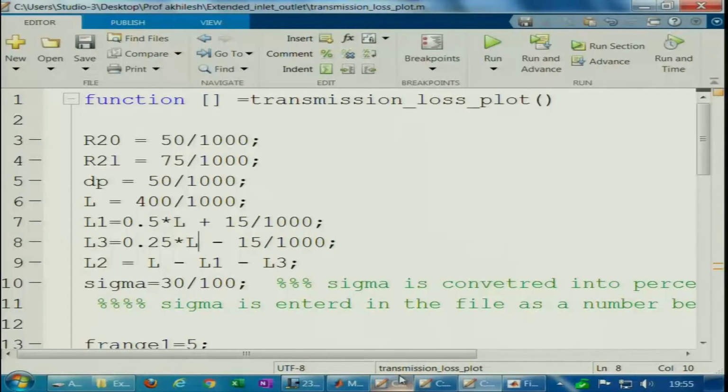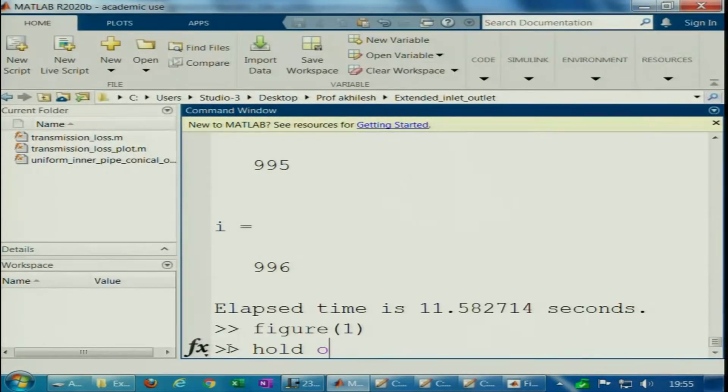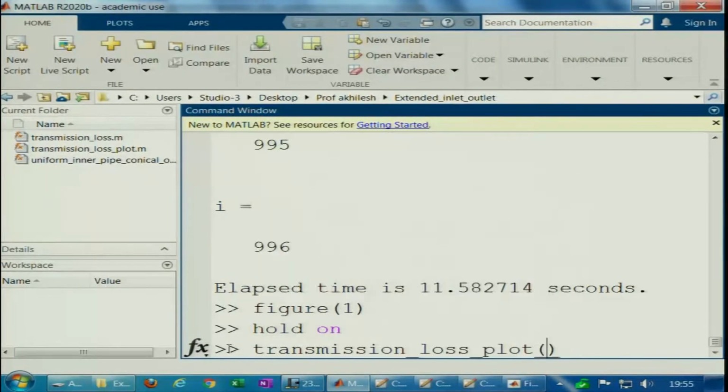We can do figure 1, hold on, and plot this again.